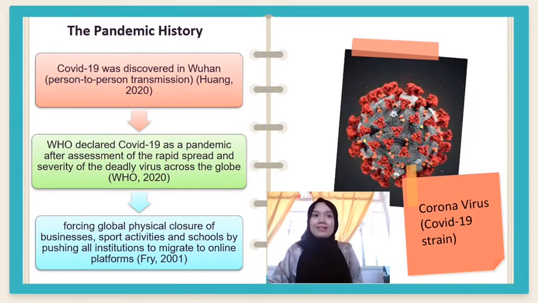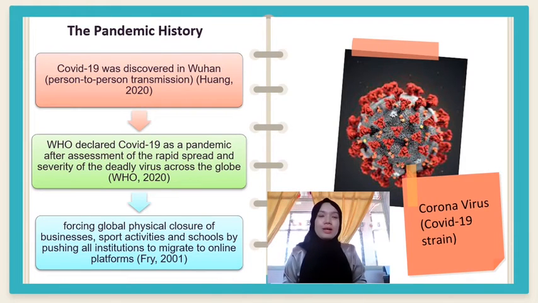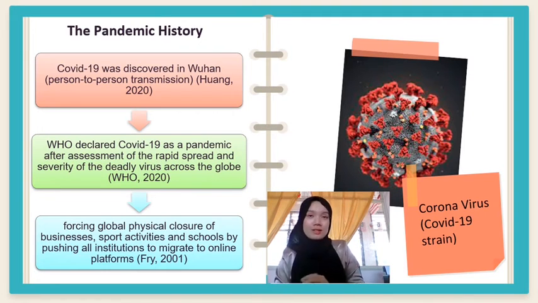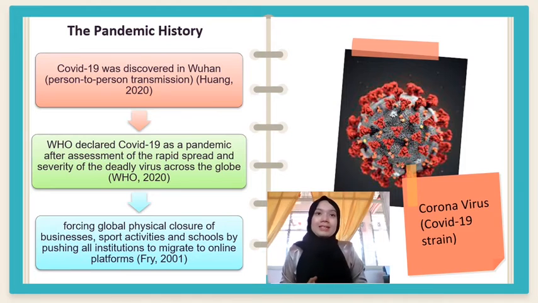To start, let's refresh ourselves with a bit of the pandemic history. Okay, according to Huang and his colleagues, a novel coronavirus known as COVID-19 was discovered in the last month of the year 2019 in a seafood market in Wuhan. Clinical analysis results of the virus showed person-to-person transmission.